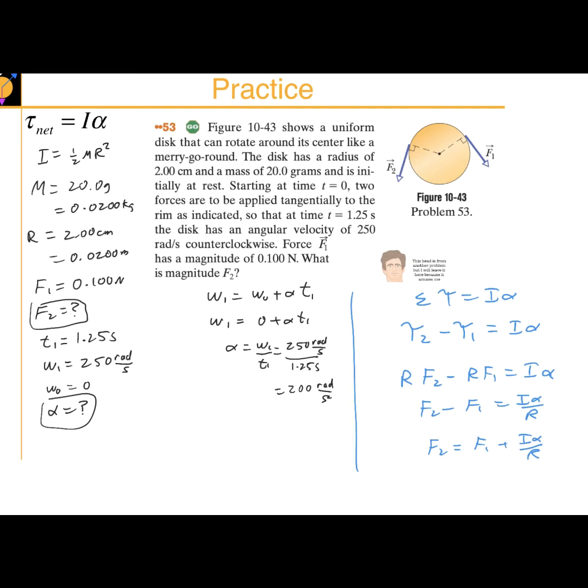Well, just a quick note for I, we can calculate I. It's a disk, so it's 1/2 mr squared. And when you plug in the mass of 20 grams or 0.02 kilograms and the radius of 0.02 meters, you end up with 4.00 times 10 to the minus 6 kilograms meter squared. So now we have everything, and we can plug it into this equation, and what we get is 0.140 newtons. And you notice that this force is stronger than F1, which it must be because we ended up with a positive angular velocity. So everyone's happy.